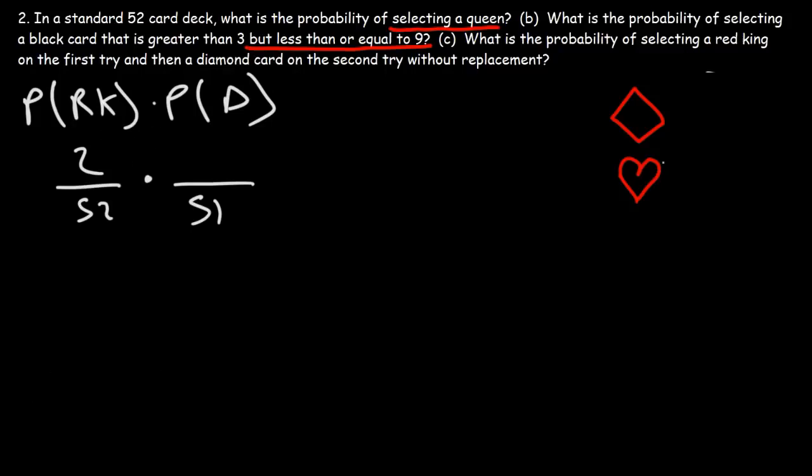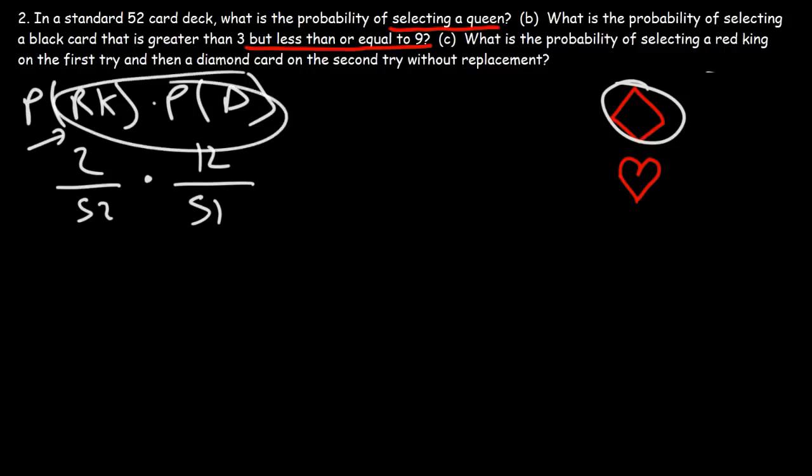If we selected the red king of hearts, then there's 13 diamonds left, including the red king of diamonds. But if on the first try we selected the red king of diamonds, then there's 12 diamonds left. So these are dependent events. The second event depends on the first event, so we can't use this equation for this particular situation.